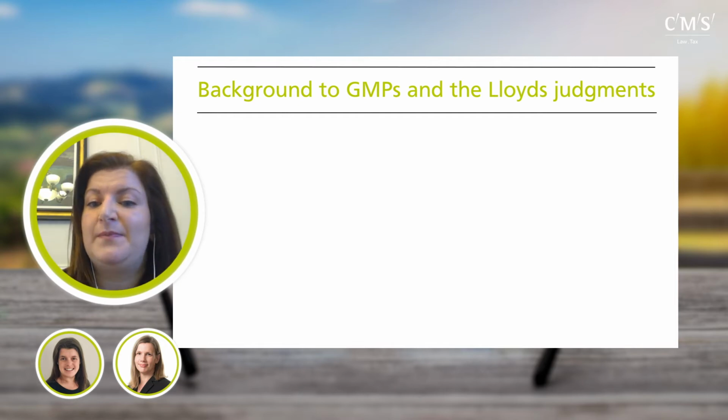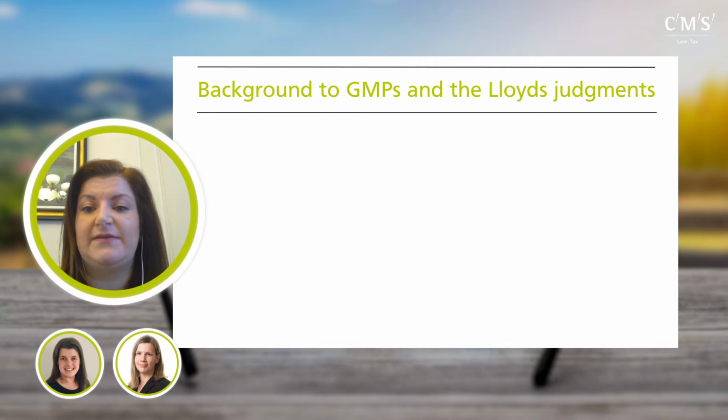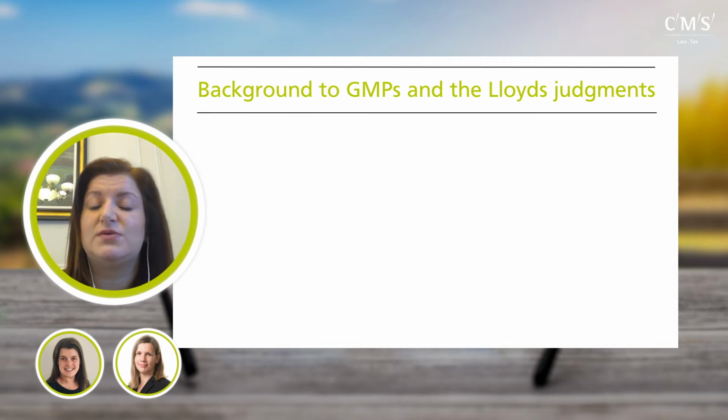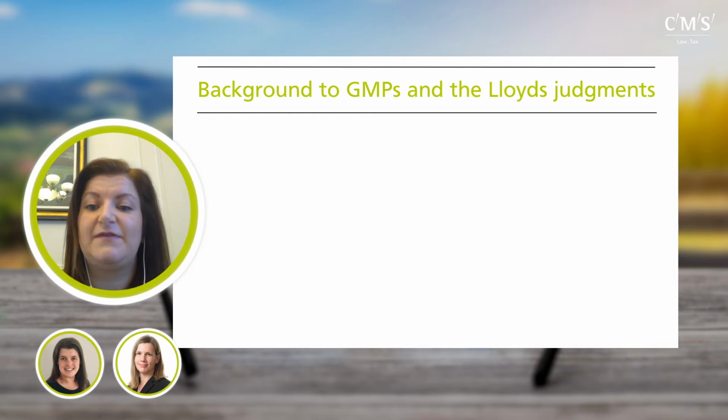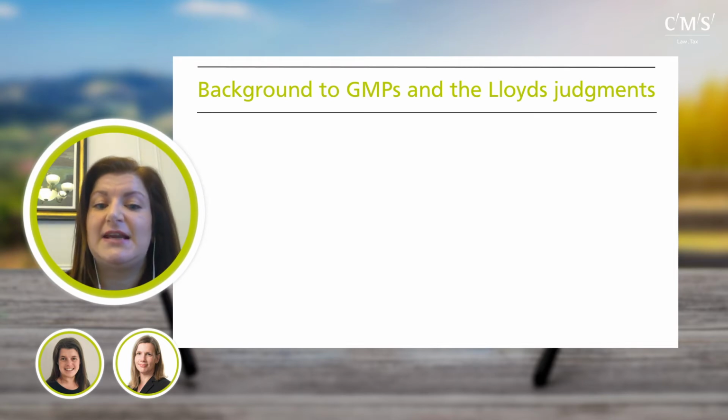No GMPs have been built up since 6th April 1997, and contracting out ceased altogether on 6th April 2016, when the two elements of the state pension were replaced with a single-tier flat-rate state pension for those reaching state pension age from that date. Nevertheless, schemes which did contract out of SERPS still retain historic GMPs, which are governed by legislation.